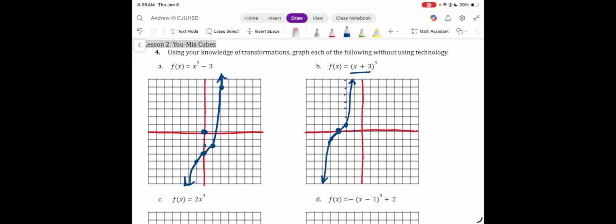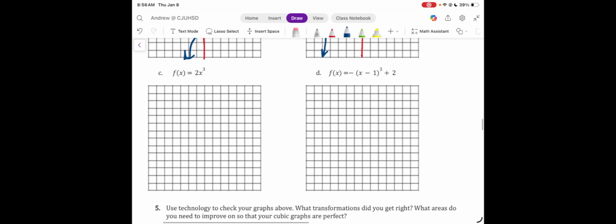Okay, part C, what happens when you stick a 2 out front? Well, that 2 sometimes is referred to as the stretch. Everything gets pulled twice as far away from the reference point as it normally would have been.